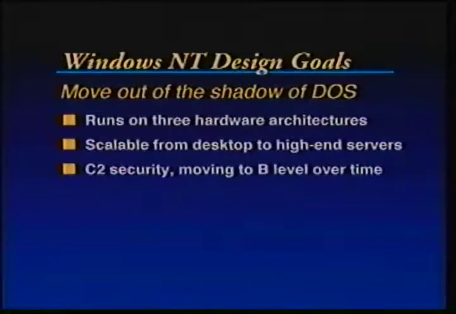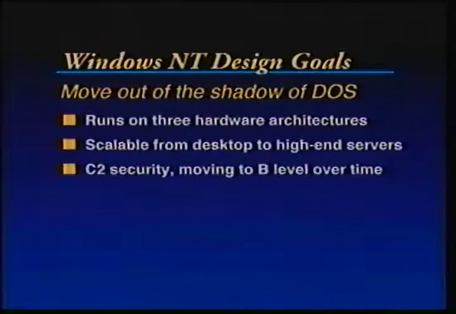Certainly one of the shortcomings of DOS was it only ran on Intel systems, 8086, 8286, 386, and 486. With Windows NT, right from the very beginning, it's going to run on 3 different hardware systems, and very soon after that, a 4th hardware architecture. And in a few slides, I'll go into what those are.